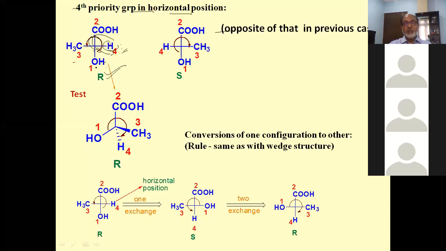Okay. So here also same rule for exchange. If we make one exchange, so here you see I made one exchange. H we have brought here, OH here. So it was R, it has become S. Two exchange, this OH and what we have said.